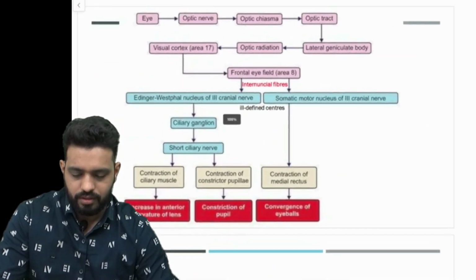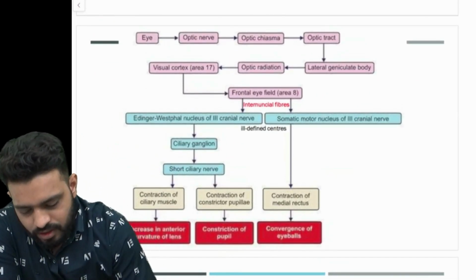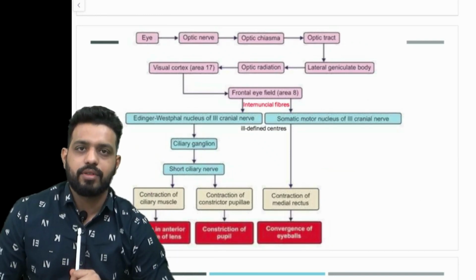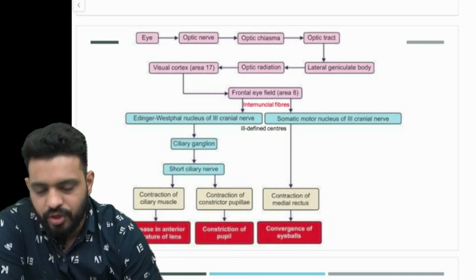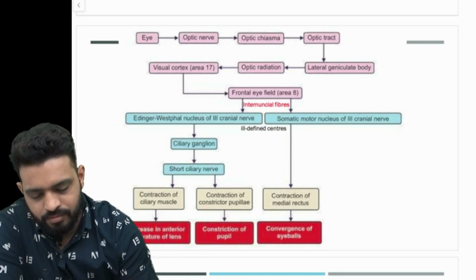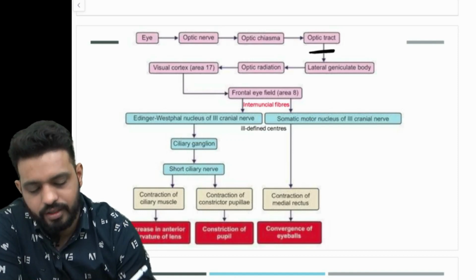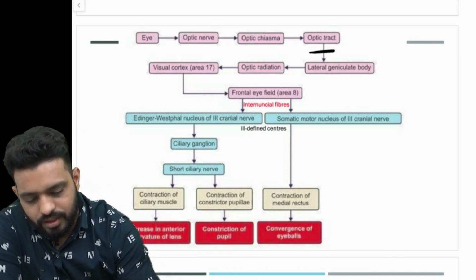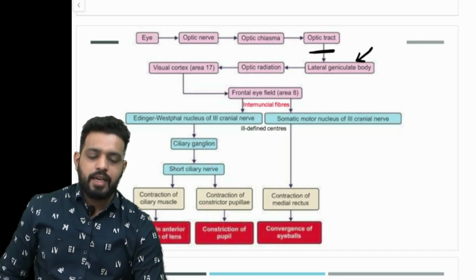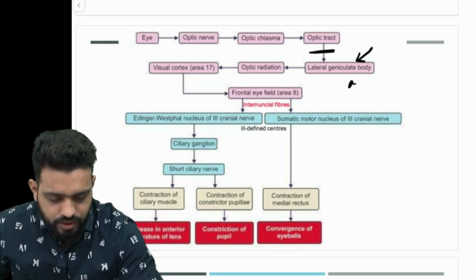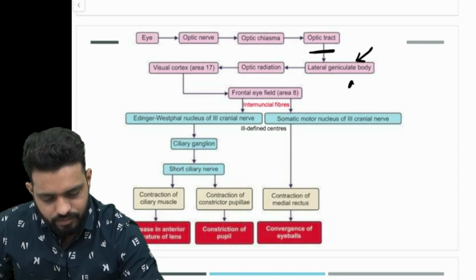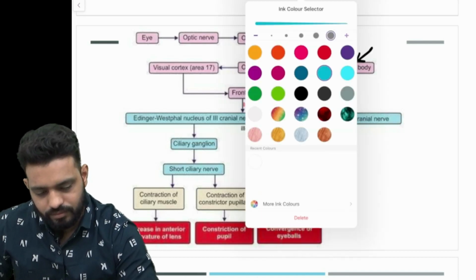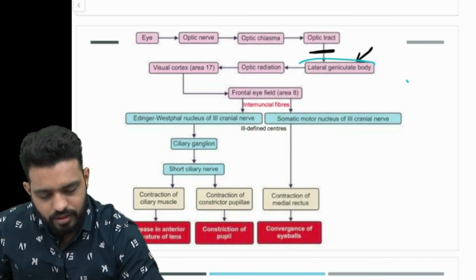reflex pathway. Okay, so this is the accommodation reflex pathway. So the stimulus is, there is a distant target, suddenly you have moved it to the near. So from the eye, the impulse goes through the same pathway until the optic tract. From here, it will not go to the pretectal nucleus. It will go to something known as the lateral geniculate body. Remember this, lateral geniculate body is involved in accommodation reflex.